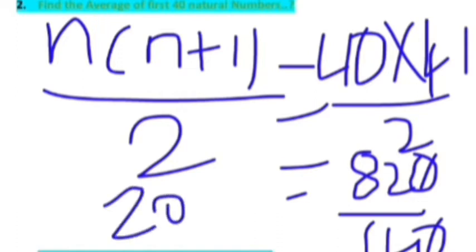So the answer is going to be 20.5. Take more and more examples, and you may get a clear idea how to do this kind of question. Coming to the next problem, third question: find the average of first 20 multiples of 7. This question is very important for railway exams. They will ask like this only.